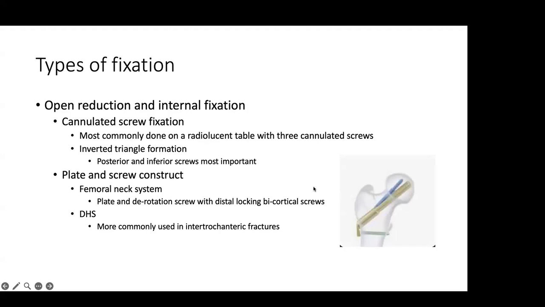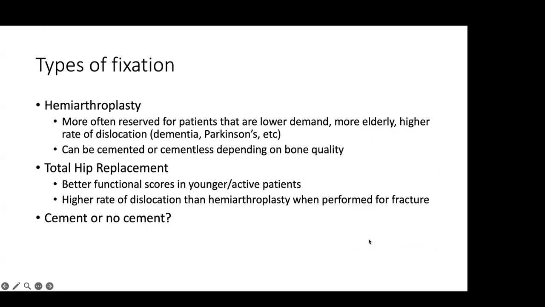If you do cannulated screws, it's most likely 3 screws in an inverted triangle. The posterior and inferior screws are most important. If you do a plate and screw construct, the Synthes femoral neck system is the system that I like to use. It's basically a screw and a side plate with one distal bicortical interlocking screw. DHS you can do, but it's much more common for intertrochanteric fractures. Other than that, there's hemiarthroplasty or total hip replacement.